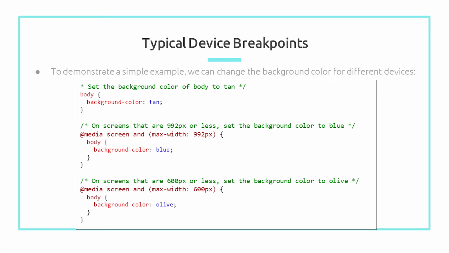To demonstrate a simple example, we can change the background color for different devices. Set the background color of body to tan. On screens that are 992 pixels or less, set the background color to blue. On screens that are 600 pixels or less, set the background color to olive.